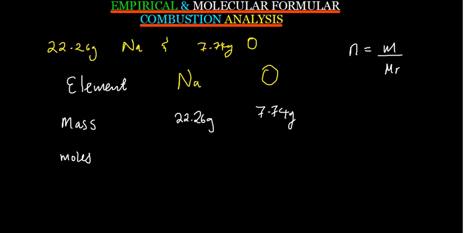Okay, so let's divide 22.26 by 23. That is going to give you about 0.967826. And then also go to the other part for oxygen. The mass given is 7.74. Make sure that the mass is in grams. This is 7.74 grams, divided by 16. That is going to give you about 0.48375. So you've determined the moles.